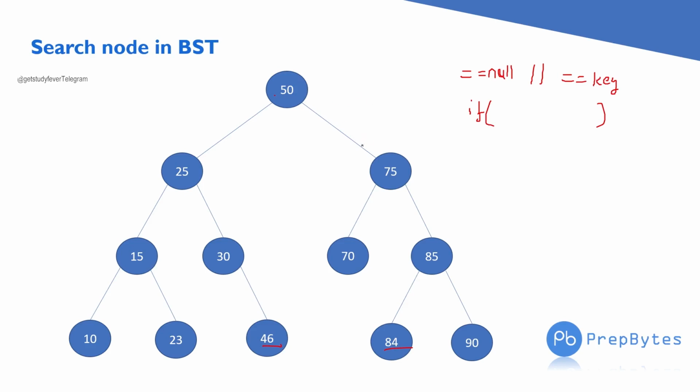Correct. So when we go to the right side, it is 75. Is 75 null? No. Is 75 equal to 84? No, it is not. So go to left or go to right? Go to right, because 84 is greater than 75. Then we go to 85. Is 85 null? No. Is 85 equal to 84? No. Is 84 less? Yes. Since it is less, we go to left. We come to left and finally found 84 and we simply return it. So the searching method is this simple to implement.